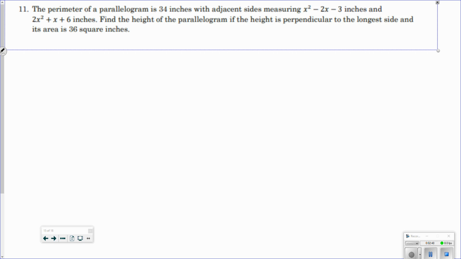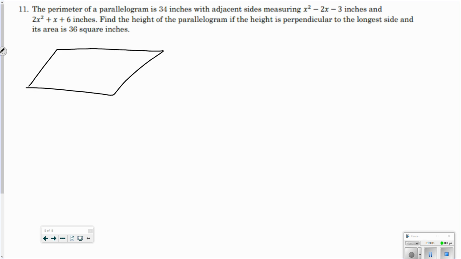Number 11, this one's going to be a little harder. The perimeter of a parallelogram is 34 inches with adjacent sides measuring x squared minus 2x minus 3 inches and 2x squared plus x plus 6 inches. Find the height of the parallelogram if the height is perpendicular to the longest side and the area is 36 square inches. So the parallelogram looks like this. I need to figure out what the height's going to be if the area is 36.